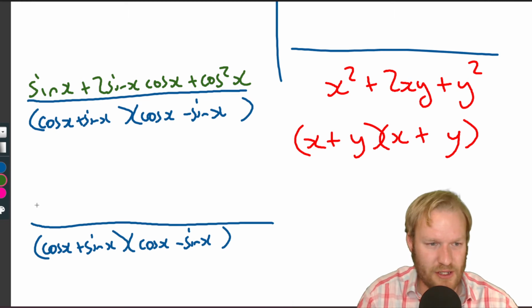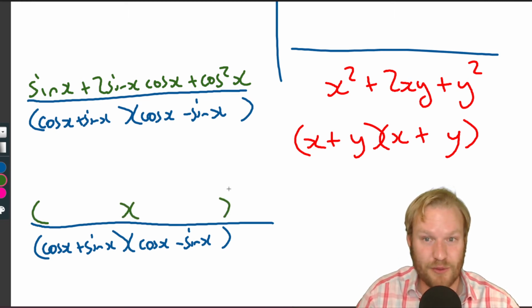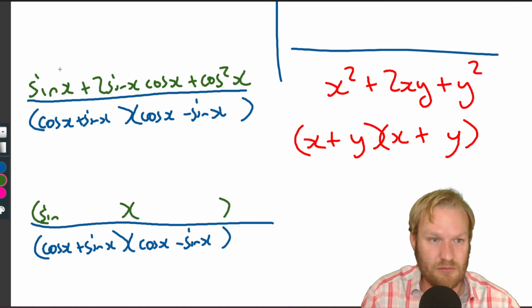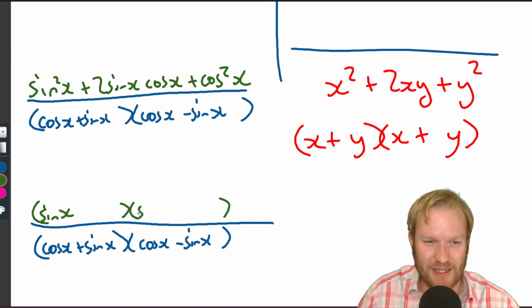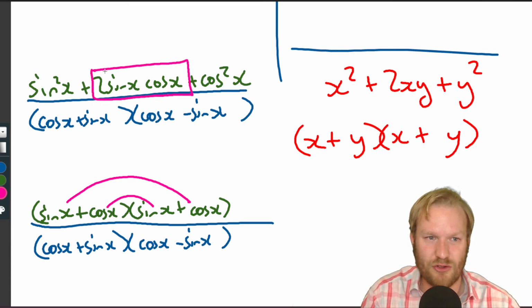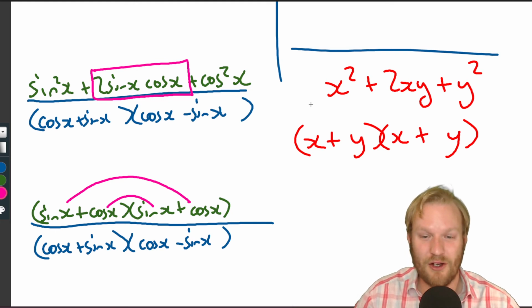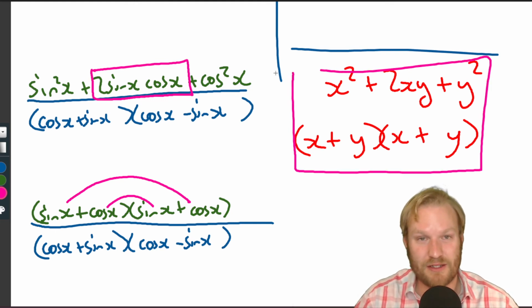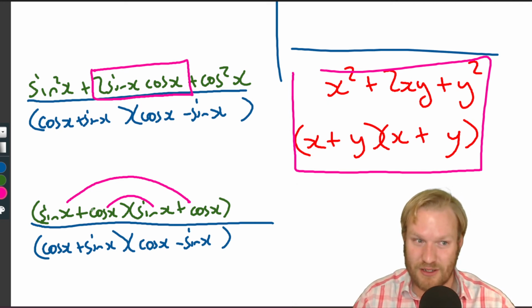Okay, but our numerator we can factorize because it's a trinomial. Now, sine squared x could be sine x times sine x. Cos squared x could be cos x times cos x. And if we went plus, plus, well, our middle term is going to work because we're going to have sine x cos x plus sine x cos x, which is indeed 2 sine x cos x. Along the same lines that we had factorized this trinomial. It's just that instead of x and y, we've got sine x and cos x.